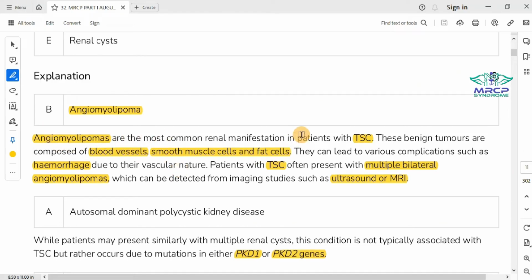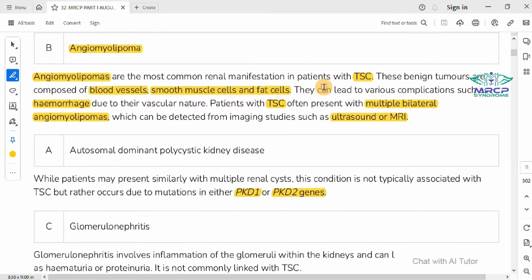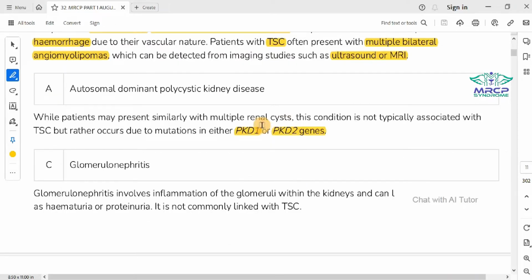Angiomyolipomas are the most common renal manifestation in patients with TSC. These are benign tumors composed of blood vessels, smooth muscle cells, and fat cells. This can lead to complications such as hemorrhage due to their vascular nature. Patients with TSC often present with multiple bilateral angiomyolipomas, which can be detected from imaging studies such as ultrasound or MRI. And in case of ADPKD, there is usually a mutation in either the PKD1 or PKD2 gene.